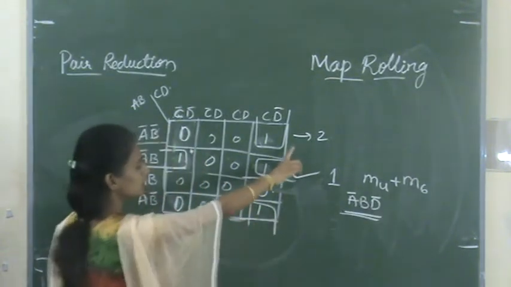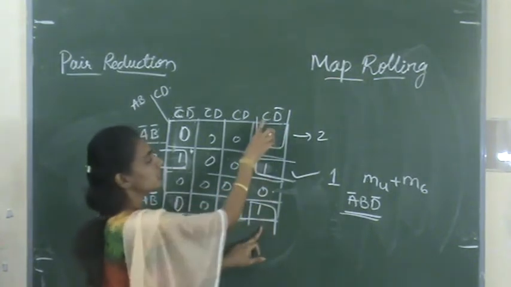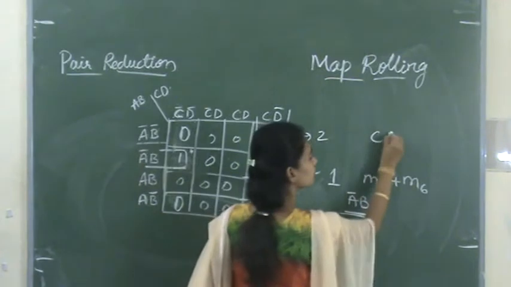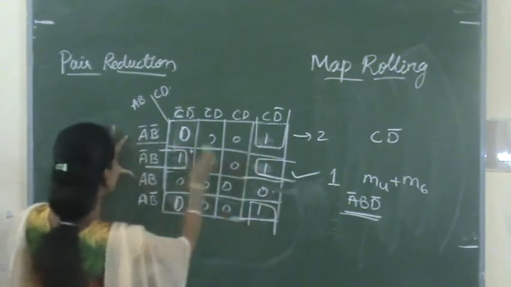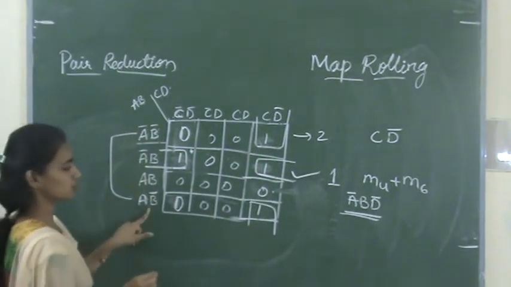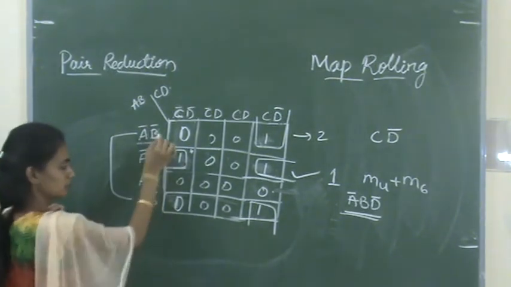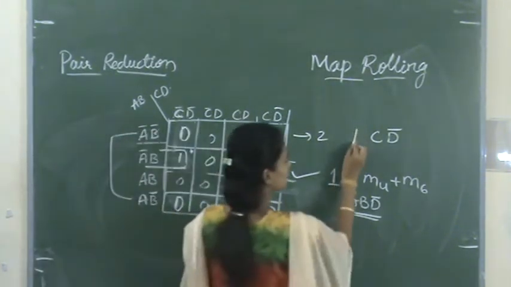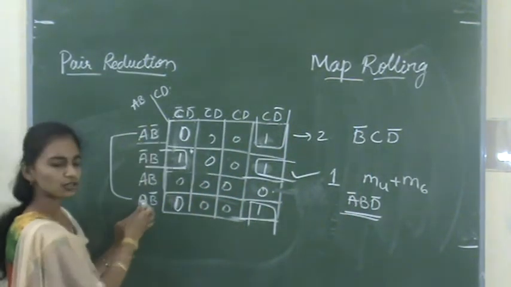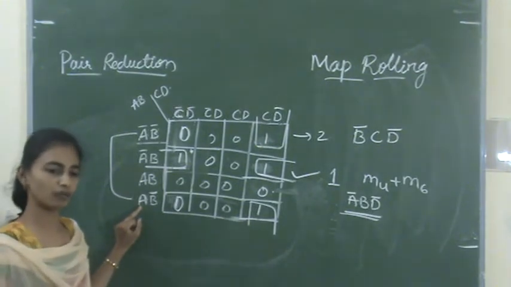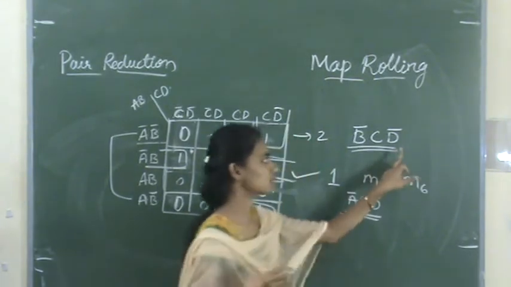Like that, this one also. See, for this one and this one, the last one, C D bar is a common factor. It is the same for both ones. Then we have to see for these two. Here A bar B bar is there, here A B bar is there. B bar is common here. Shall I write B bar here? The remaining thing is A bar, A. We know that A bar plus A is 1. So the reduced expression is B bar, C, D bar.